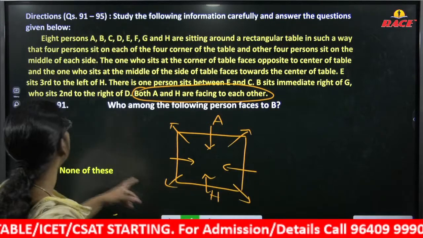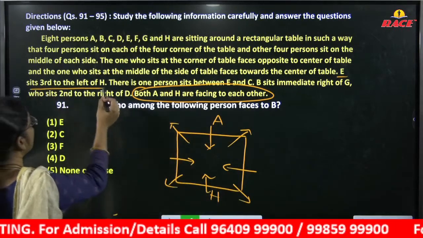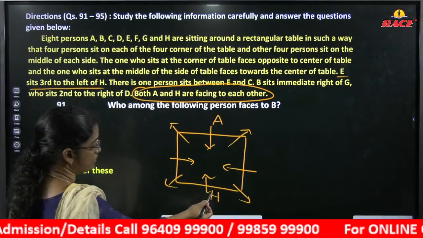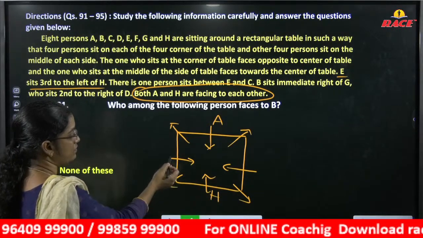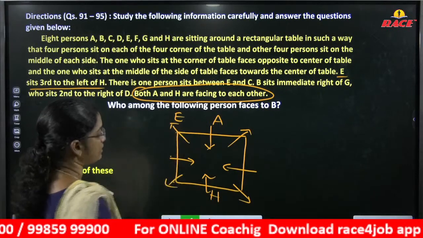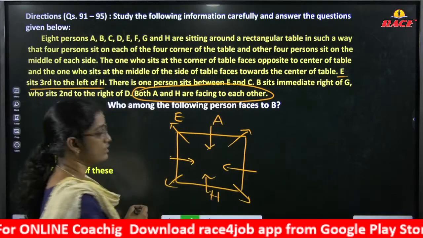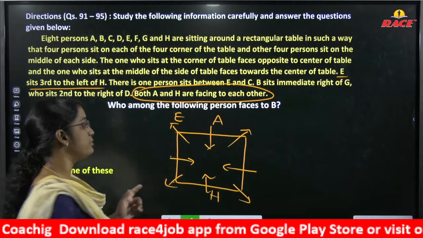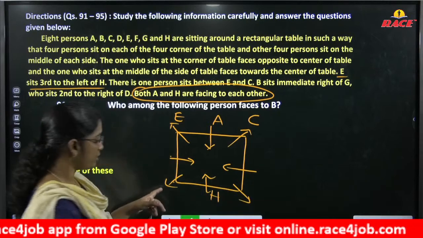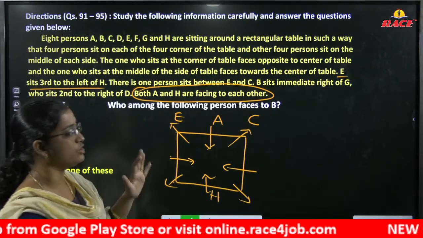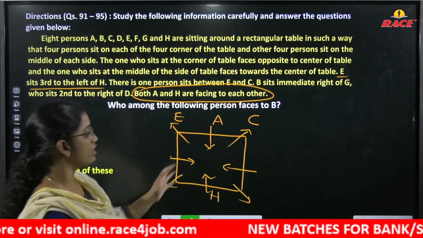Now H-related, we have one piece of information: E sits third to the left of H. This direction is like the north direction, right? So third left means this is first left, second left, third left is E. Then there is one person sitting between E and C. That means we are getting two chances to take the C position: one position is here and the second position is here. First I am taking the first position only. If you get a wrong answer by using that, then I simply take the next position. So first I am taking here.